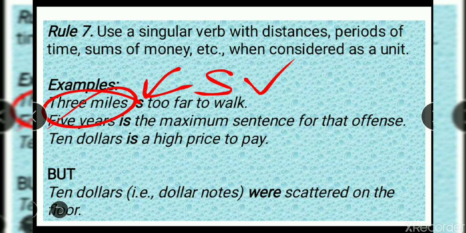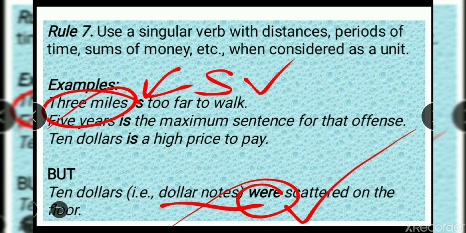Here $10 are the dollar notes. That means 10 different, single notes, which are 10 in number, they were scattered. So this $10 is in plural form.